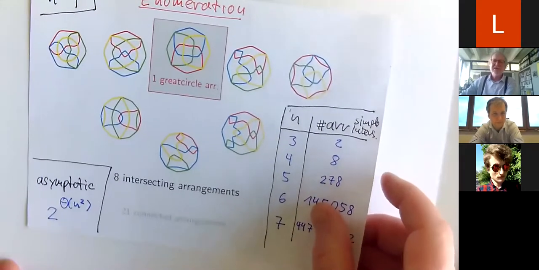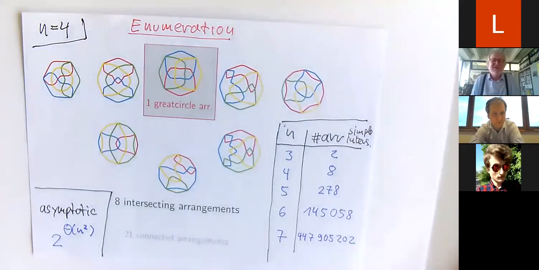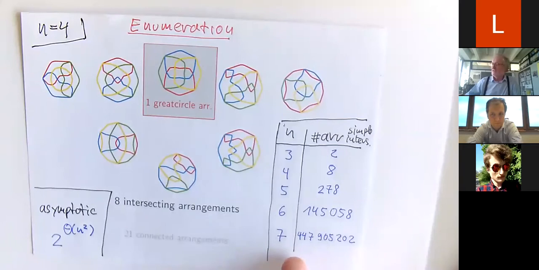And now here is the enumeration for the case n equals four. Let me mention that most of what I'm going to present, at least in the first part, is joint work with Manfred Scheucher, and he is very good on the computer. He was able to enumerate arrangements of pseudocircles, simple and intersecting, for n up to seven. And you see it's already quite a number of them. He is also responsible for the drawings of these objects.